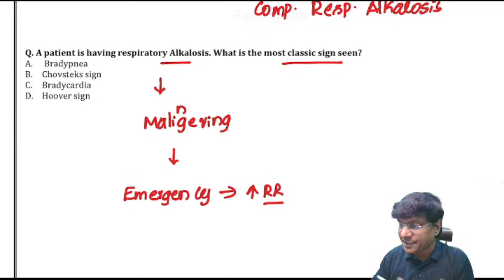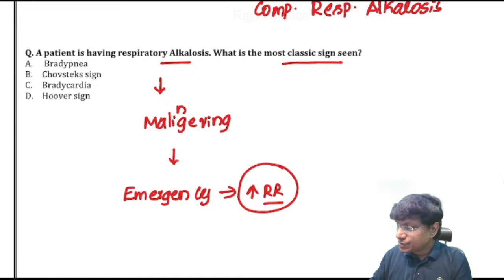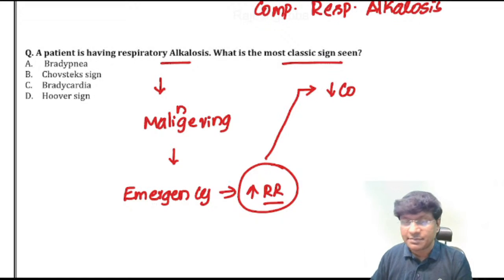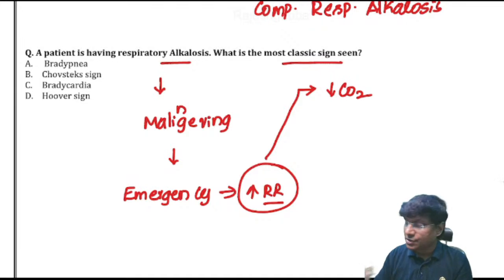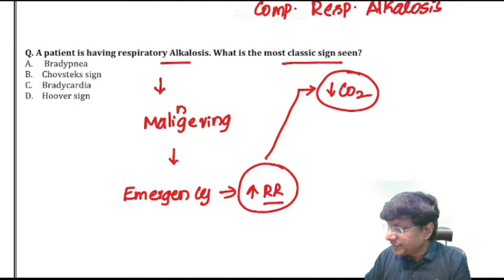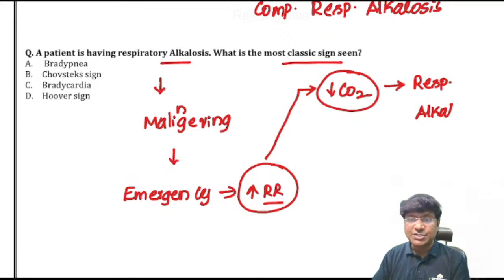So whenever there is respiratory distress, what will happen to the respiratory rate of the individual? It increases. So once the respiratory rate of the individual is increased, what will happen to carbon dioxide levels? Decreases. There will be carbon dioxide washout. So once there is carbon dioxide washout, we call it respiratory alkalosis.